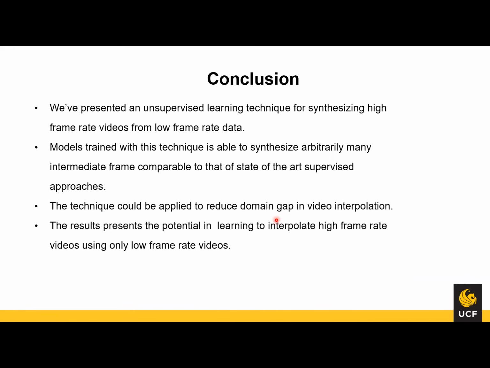So we presented an unsupervised learning technique for synthesizing high frame rate video from low frame rate data. The paper also shows models trained with the technique are able to synthesize arbitrary intermediate frames comparable to those of state-of-the-art supervised approaches. The technique could be applied to reduce the domain gap in video interpolation, and the results present potential in learning to interpolate high frame rate videos using only low frame rate videos.